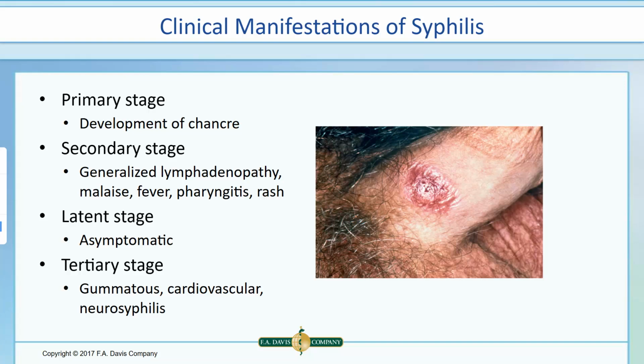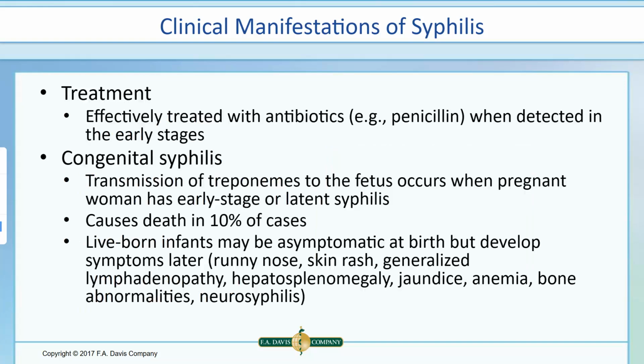Congenital syphilis is when a baby is born with it. Transmission of treponemes into the fetus occurs when the pregnant woman has early stage or latent syphilis. It causes death in 10% of cases. Live-born infants may be asymptomatic at birth but develop symptoms later, such as a runny nose, skin rash, generalized lymphadenopathy, hepatosplenomegaly, so enlarged liver and spleen, jaundice, anemia, bone abnormalities, and neurosyphilis.